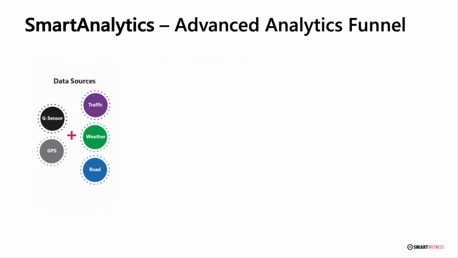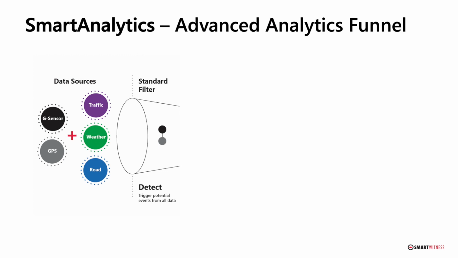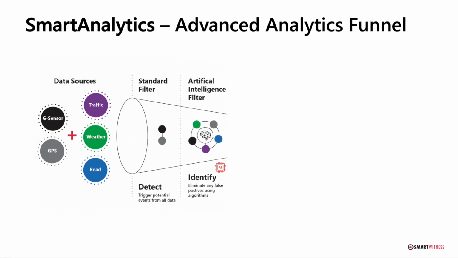In comparison, SmartAnalytics starts with more than just the standard data sets. On top of G-sensor and GPS data, the artificial intelligence platform pulls in traffic information, weather conditions, and road types. Similar to the standard analysis funnel, the initial point of analysis begins with device-based information. From there, the artificial intelligence filter kicks in and eliminates any false positives using algorithm formulas and data. By contextualizing the independent vehicle data with information from other sources, false positives are eliminated and true events are identified.